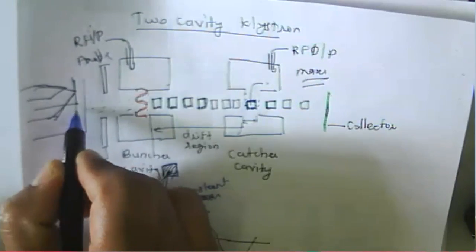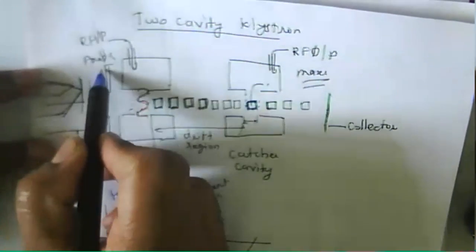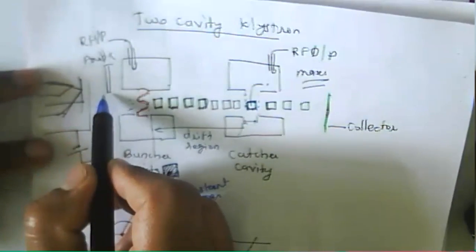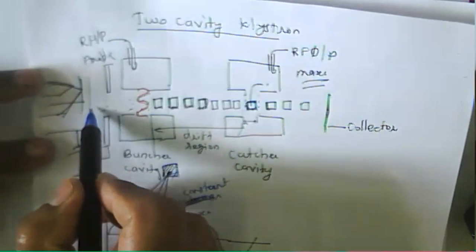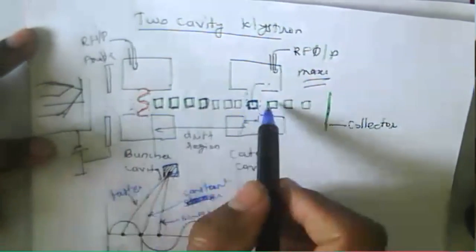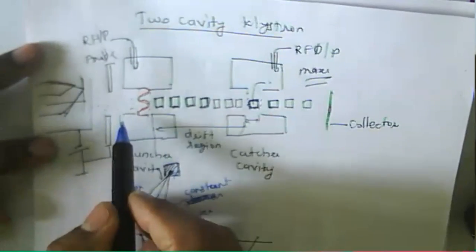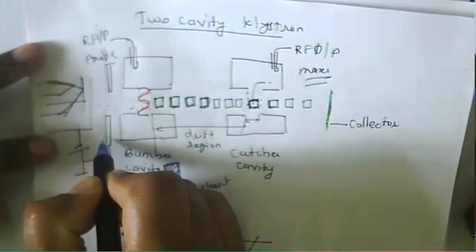Now in this two cavity klystron, the cathode emits the electrons. You just remember that. The cathode emits the electrons. Here is the anode grid. It accelerates the electrons to propagate in an axial direction toward the collector here. That is about the anode grid.